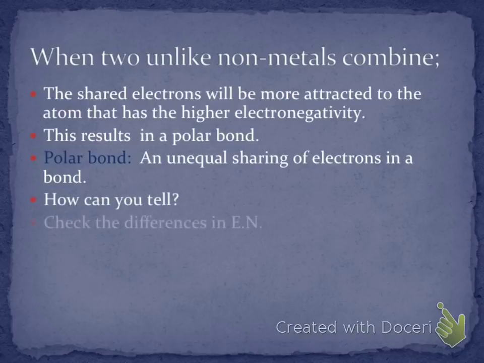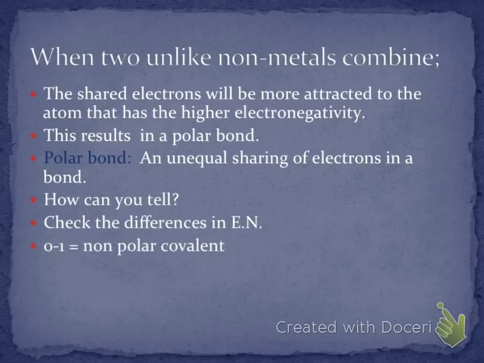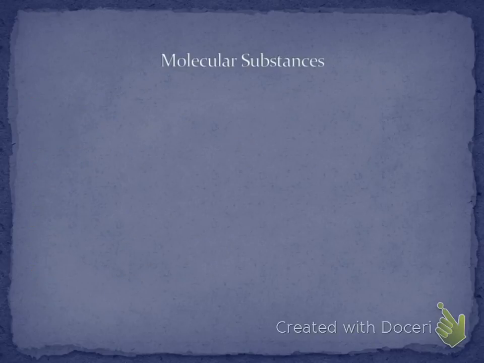So how can you tell? Check that difference in electronegativity. Now if we look at measured values, any difference in electronegativity between 0 and 1 would be nonpolar covalent. 1 to 1.67 is polar covalent. And if your difference in electronegativity is greater than 1.67, that means you're a metal and a nonmetal. You're strong enough to remove that electron. So that's going to be ionic.